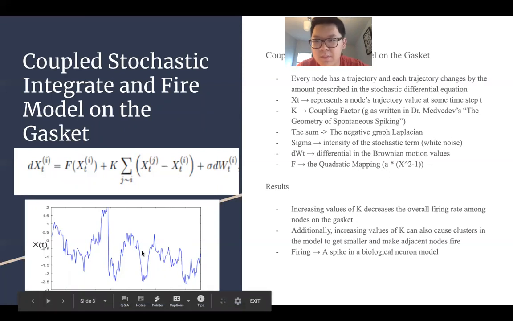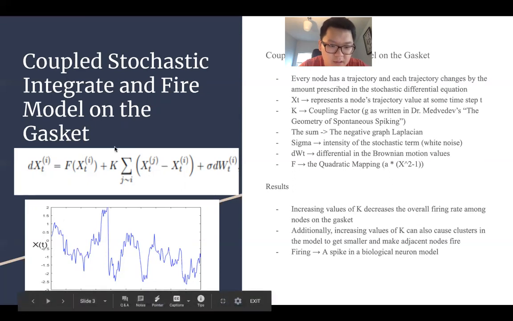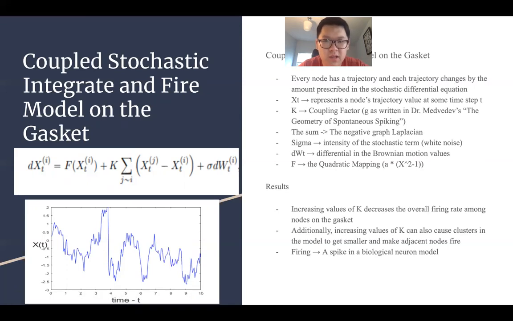So after applying this equation to the nodes of the fractal, I found that after numerous numerical trials, increasing the value of k, the coupling factor in the second term, decreases the overall firing rate among nodes on the gasket, as well as decreases the clusters in a cluster plot of the firing to a smaller subset of nodes, as we'll see in the next slide.